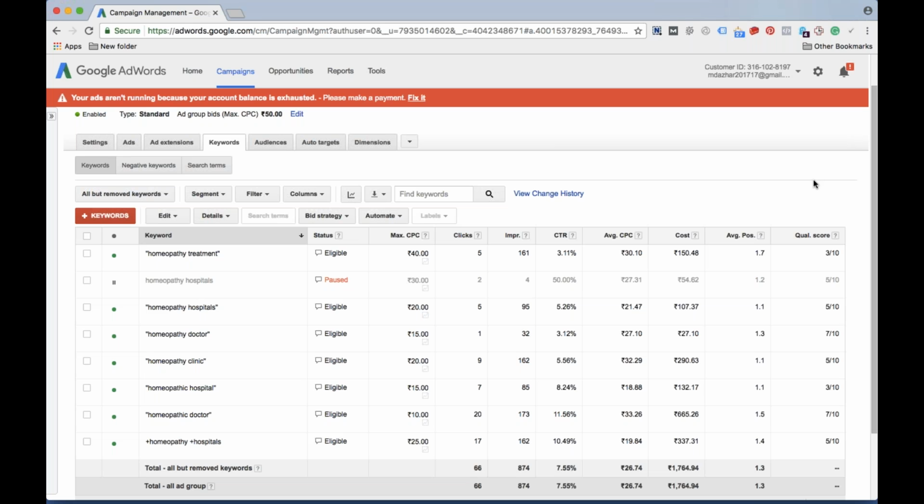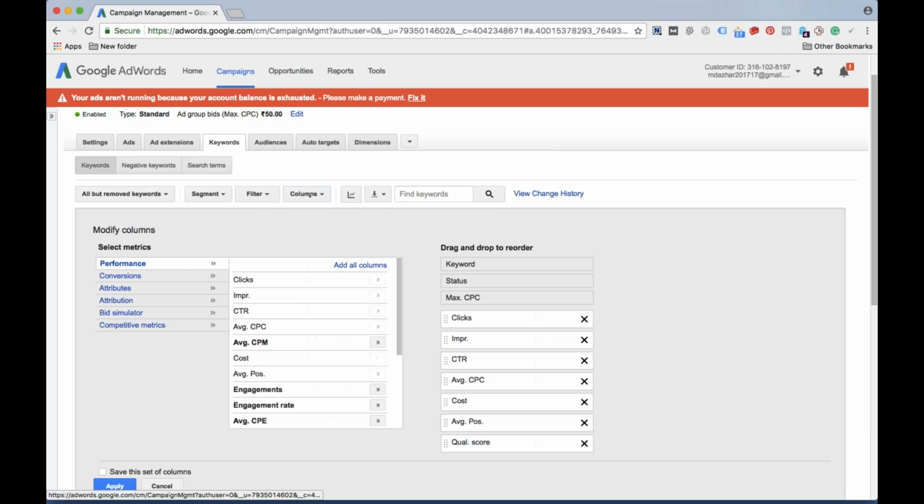So if you see here very clearly, we have different columns available. These are all columns. We can customize these columns, right? Our job is to understand all this column information to find out how we are performing in real time. So how do we arrange these columns properly? You can click on this button here, columns, and click modify columns. Then you get all this information.